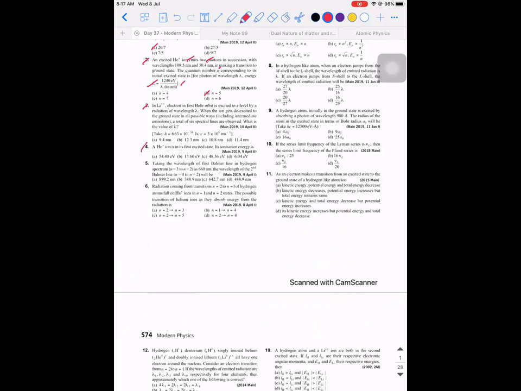Next, a helium plus ion is in its first excited state. Its ionization energy is, so it is 13.6 into z square divided by n square. Sir, 13.6, sir. That's z square is how much? 4, sir. So 13.6 into z square.